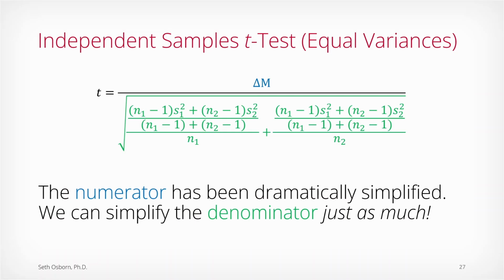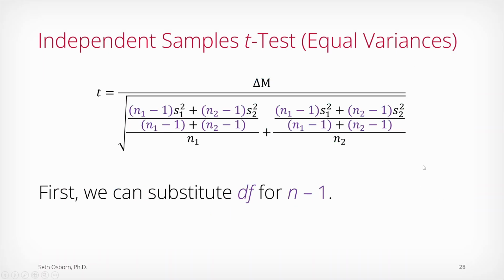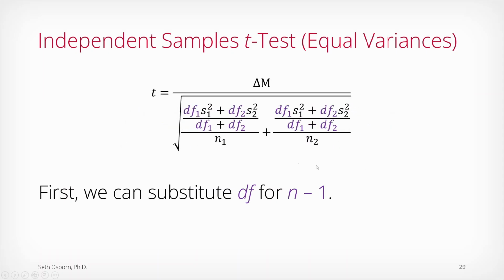But it turns out we can simplify the denominator just as much. Okay, so let's go through that. And this is going to get a little bit in the weeds. It's okay if you don't grasp every single thing I'm saying. What's essential is just that you see how these substitutions are making the formula smaller and smaller, easier and easier to understand. Okay, so let's do it. First of all, I'm going to substitute df for n minus 1. So you're seeing these n minus 1s happening. That is what we call degrees of freedom, okay? So for right now, just see what happens.